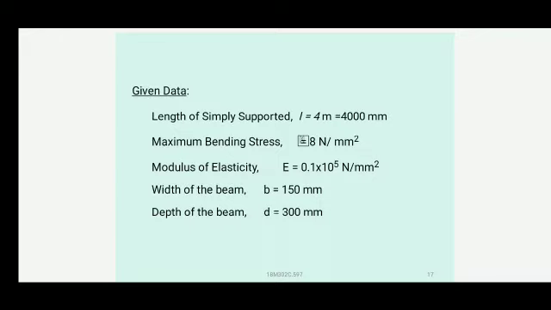According to the problem, given data: the length of the simply supported beam L is equal to 4 meters, 4000 mm. Maximum bending stress is equal to 8 Newton per mm square. Modulus of elasticity capital E is equal to 0.1 into 10 to the power 5 Newton per mm square. Width of the beam B is equal to 150 mm. Depth of the beam D is equal to 300 mm.